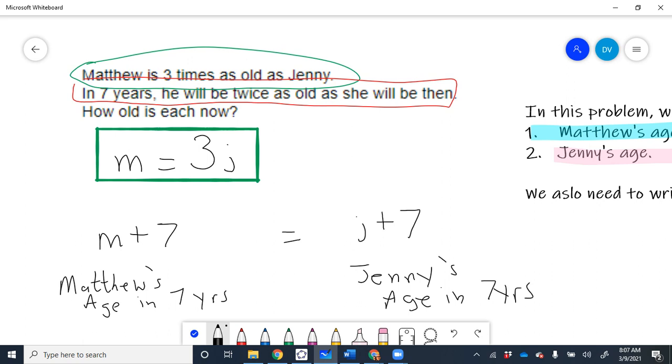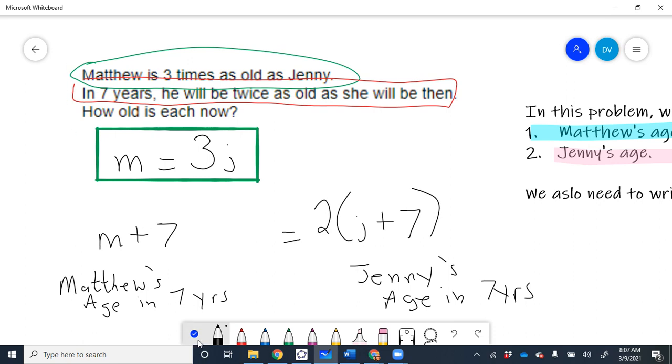Like I said, they're not equal. In fact, it says that Matthew is going to be twice as old. So to show that and to make this equation true, if he's twice as old, his age in 7 years will be twice Jenny's age. So we need to multiply Jenny's age by 2. So that'll be the second equation.